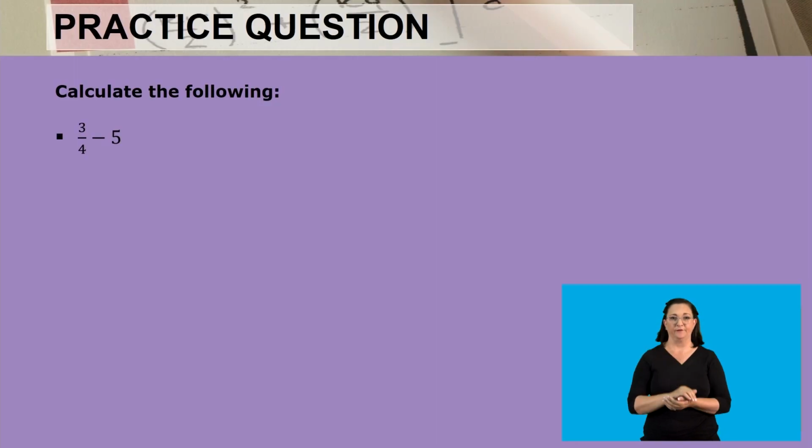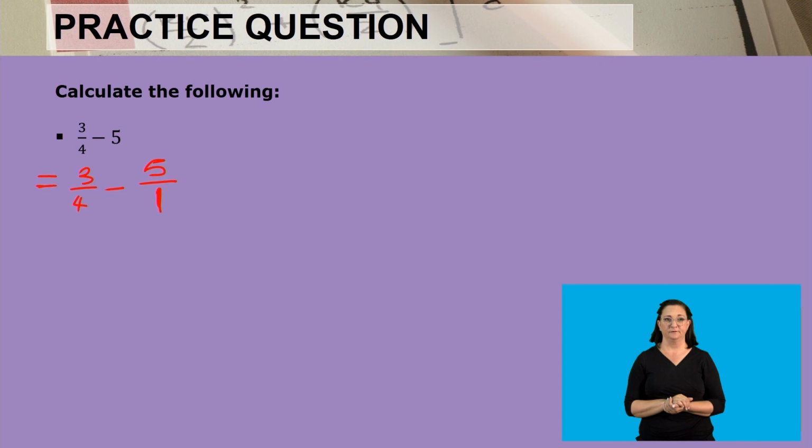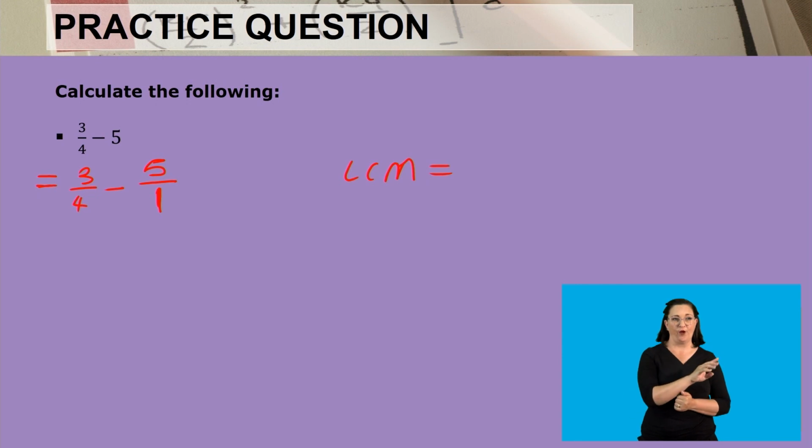Let's look at a last example here for the practice questions. We have here 3/4 minus 5. So take note again, the 5 is a whole number, and how am I going to work with that? I need to change it into a fraction. The best way of doing that is to divide it by 1 so that you don't change the value. That is still 5 wholes or 5 ones. Then next we are going to find the lowest common multiple, and in this case between 4 and 1. The lowest common multiple between those two numbers is 4.